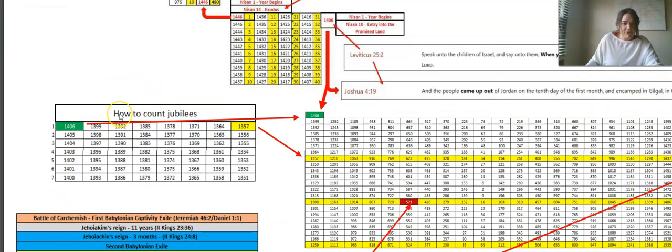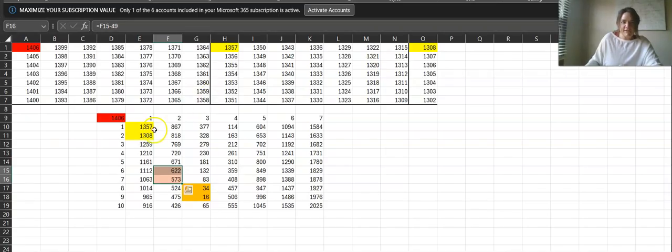This is a chart, how to count Jubilees. Now, I actually created this on the front end because I wasn't sure what I was going to go through. But 1406, and you can see, this is numbered 7 over here, so you have 7 sevens. 1, 2, 3, 4, 5, 6, 7. Thou shalt number 7 Sabbaths of years. They shall be unto thee 49 years, and in the 50th year, hallow it and proclaim Jubilee.